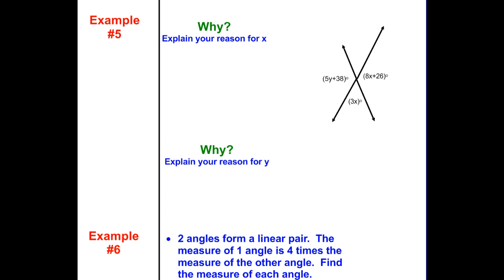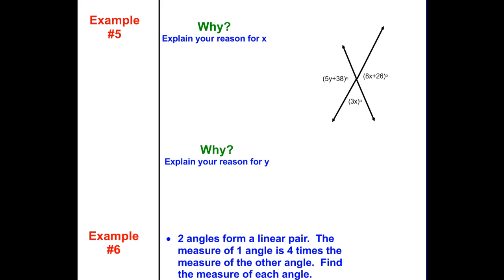I want you to notice a couple things. We have a lot of different things going on here. We have two variables. That's scary. But we also have linear pairs, vertical angles. So we can solve all of this. The x and the y's, well, we can't set those two equal to each other right there. We know they're equal because they're vertical angles, but we can't find that.